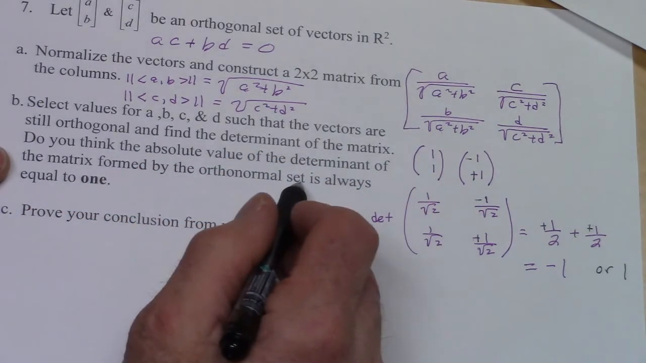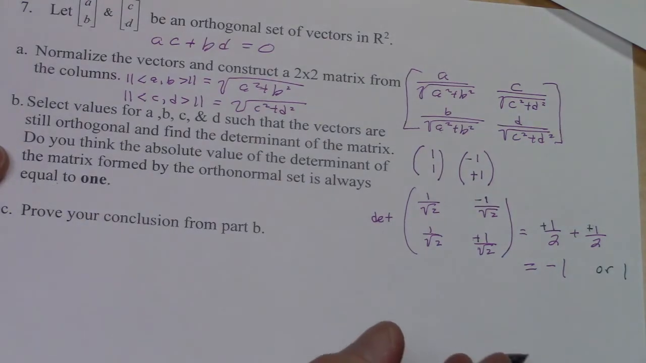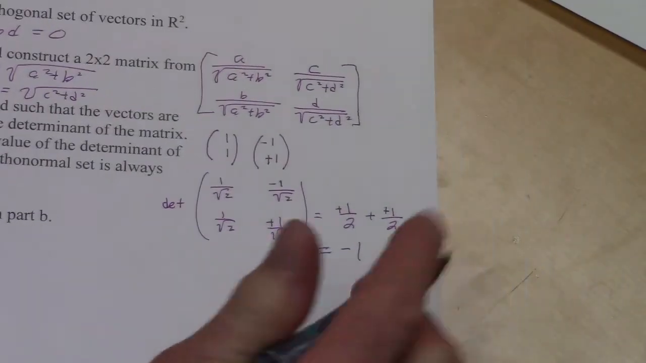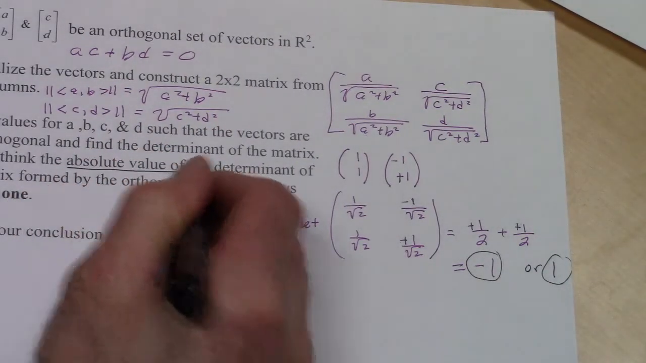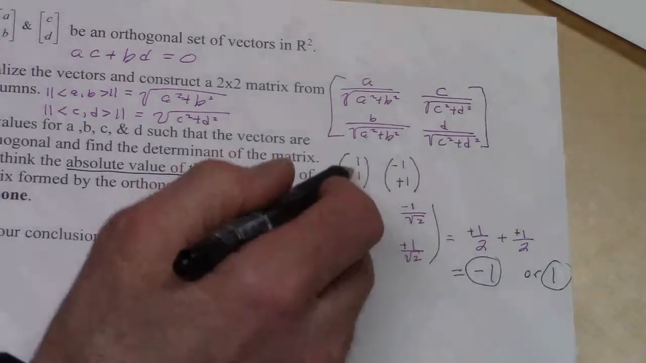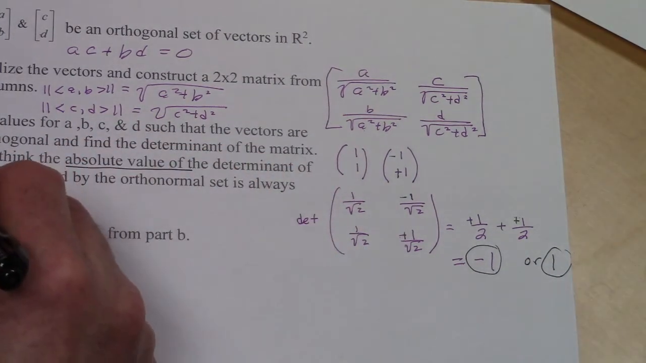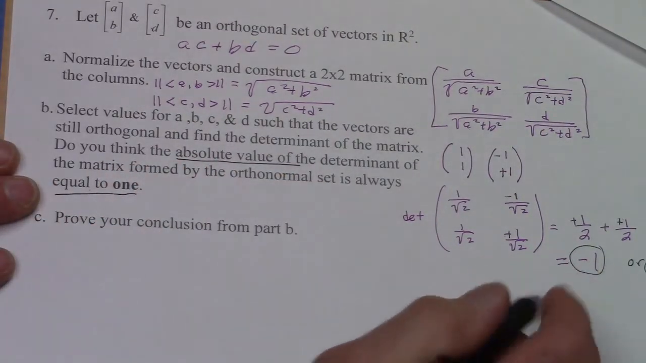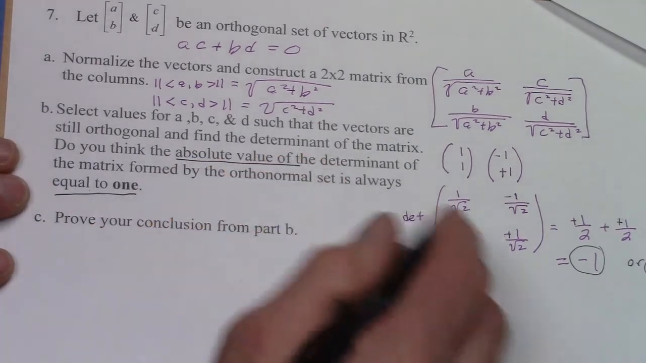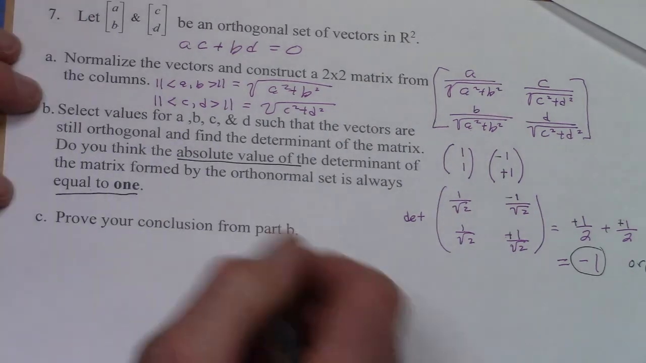And the question asks, do you think that the absolute value of the determinant of the matrix formed by this orthonormal set is always equal to 1? Speculatively, it looks like we got negative 1 and we got 1. So is the absolute value of that determinant always going to be 1? What if we put in other numbers? What if we put in any numbers? We might suspect that it is equal to 1, or the absolute value of it. So you're going to get a 1 or negative 1 when you take the determinant. The next video will be a proof of that.